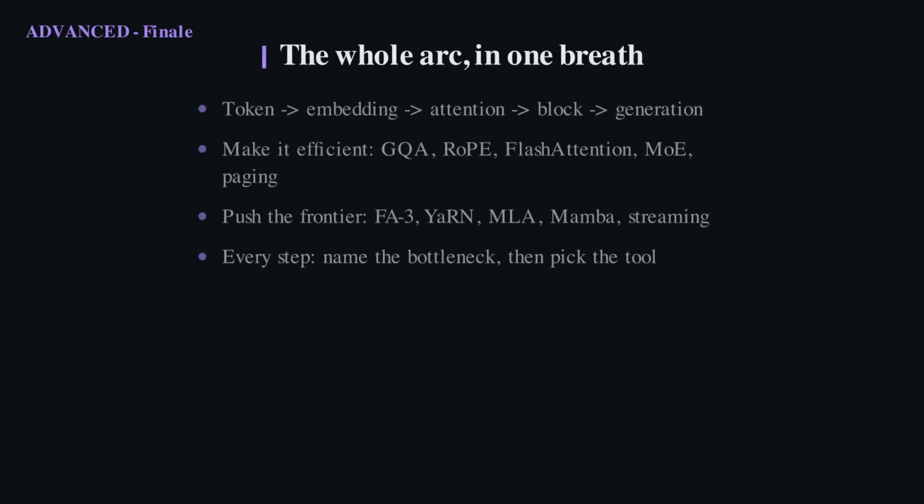Step back and look at the whole journey in one breath. We began with a single token, turned it into an embedding, blended embeddings with attention, wrapped that in a block, and generated text. Then we made it efficient: grouped query attention, RoPE, FlashAttention, mixture of experts, and paging, and finally pushed to the frontier with FlashAttention-3, YaRN, latent attention, state space models, and streaming.